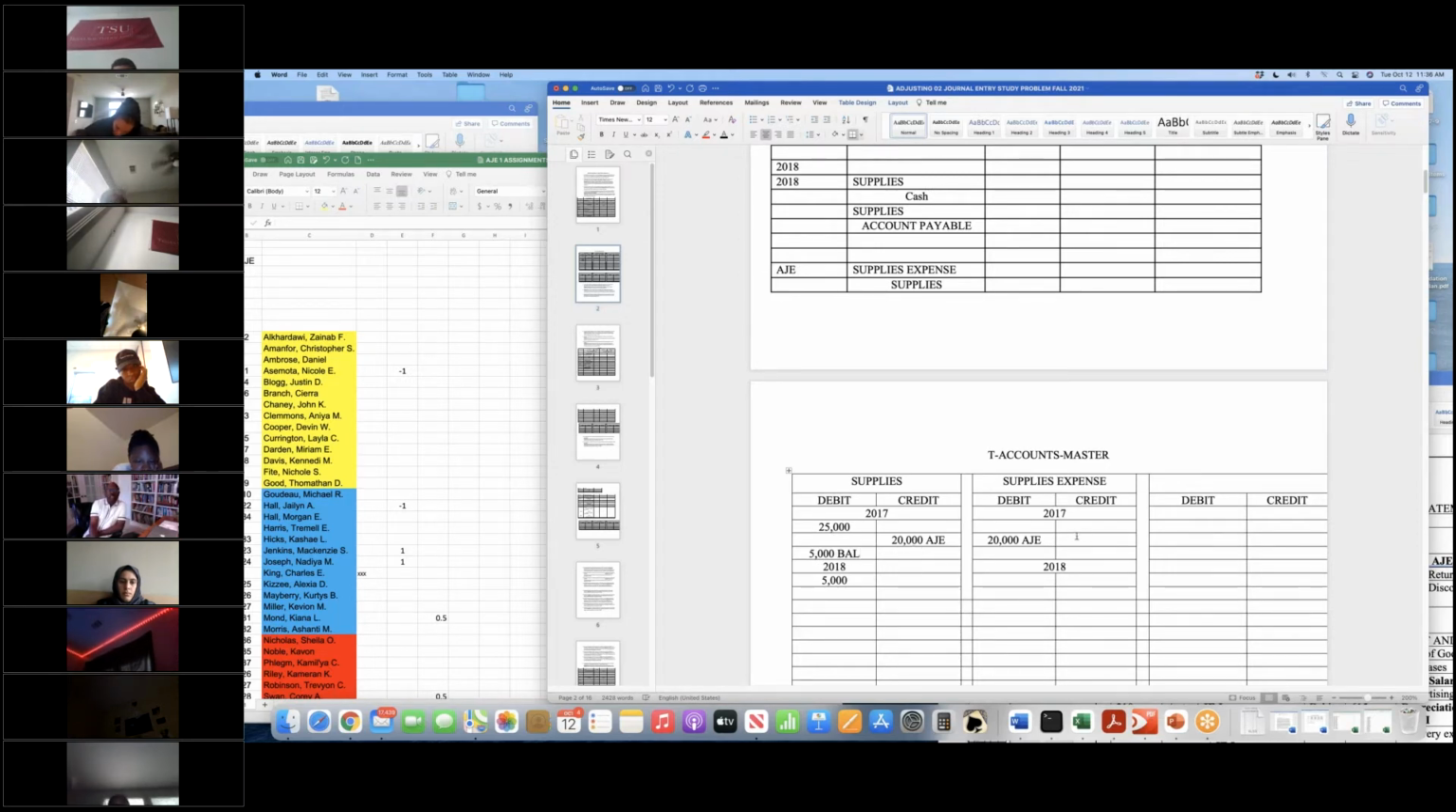Now what's going to happen over here with the supplies expense? Is it going to carry over to 2018? No, because it canceled out when we credited supplies, didn't it? For the closing entry. So we would have closed supplies out. So the supplies expense is now gone. It's been folded ultimately into the retained earnings account.